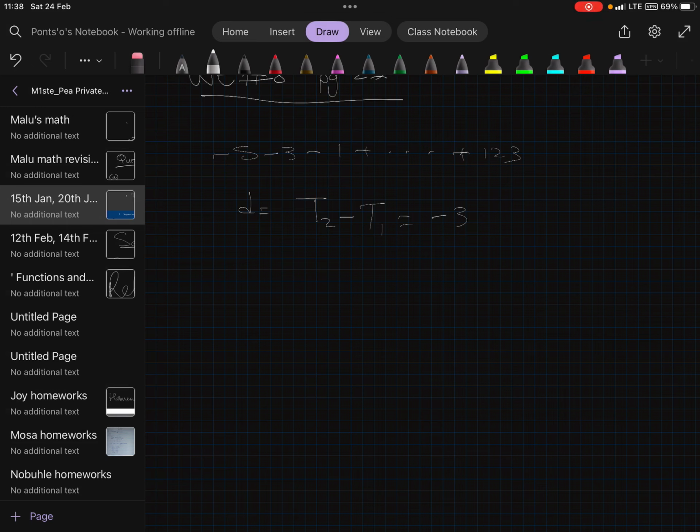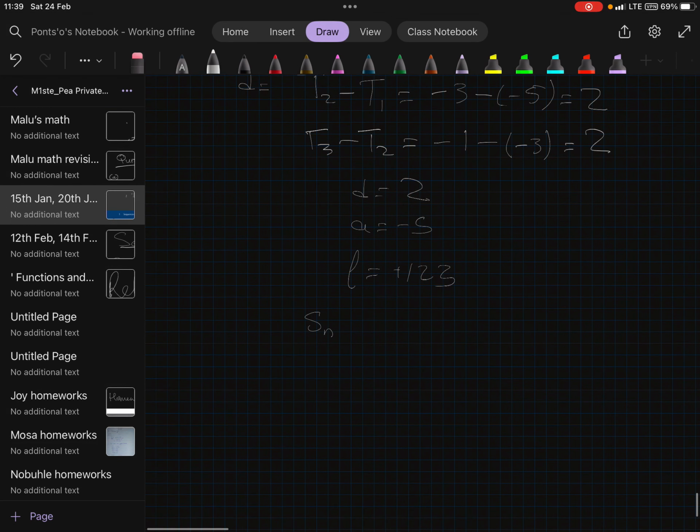Okay, so we're going to have minus 3 minus negative 5, right? And that gives us 2. We can also do that for t3 minus t2. Term 3 is minus 1 and our second term is minus 3, so that's negative 1 plus 3, which is positive 2. So our common difference is 2. Our first term is negative 5, and our last term is 123.